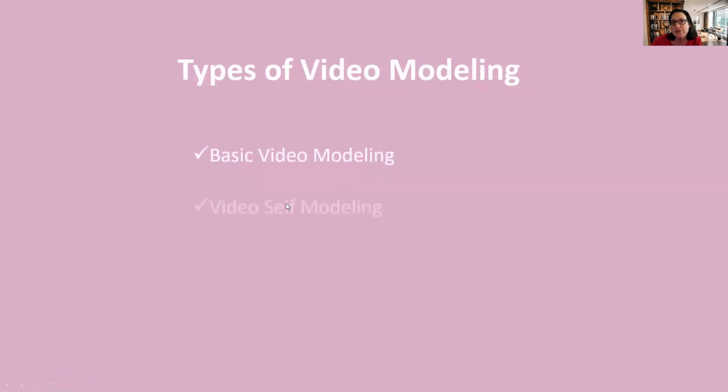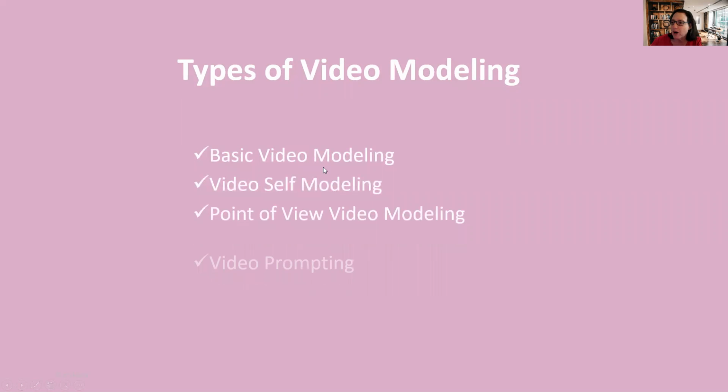So there are types of video modeling. There's basic video modeling, video self-monitoring, point of view video modeling, and video prompting. So basic video modeling is where the recording is of someone other than the student with ASD demonstrating a behavior.